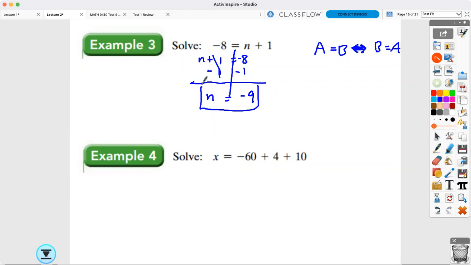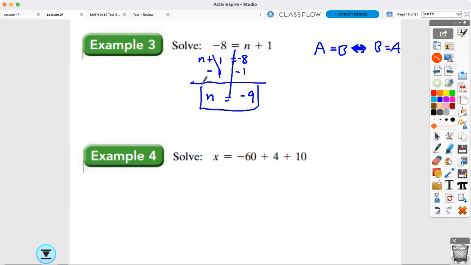Take a look at example 4. Solve x equals -60 plus 4 plus 10. As you write down example 4, class, is x by itself? Is there anything next to the x that we're going to have to move? No, right? There's nothing there. It's solo. He's by himself.